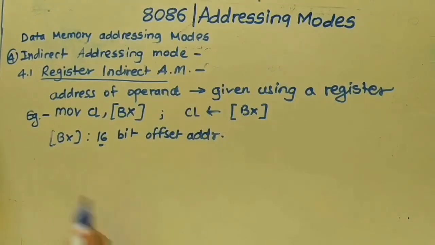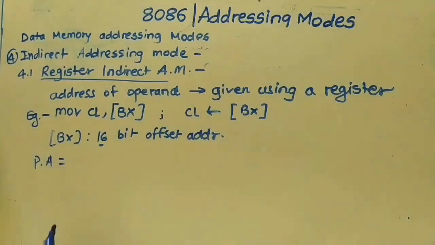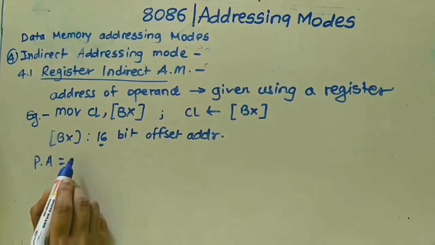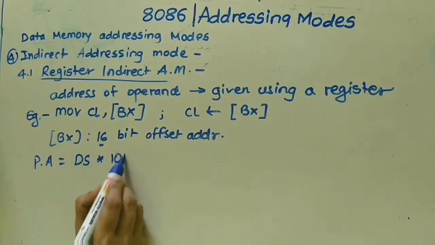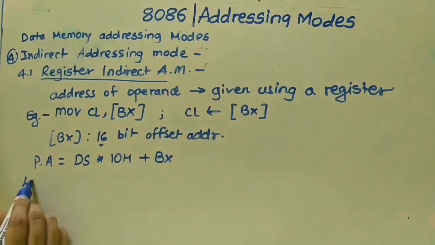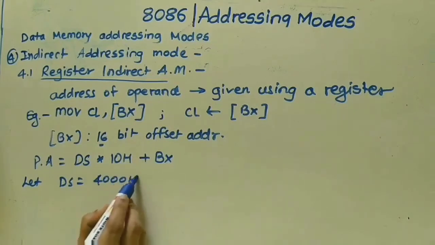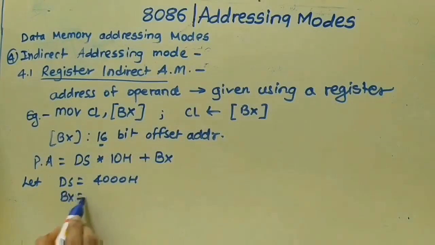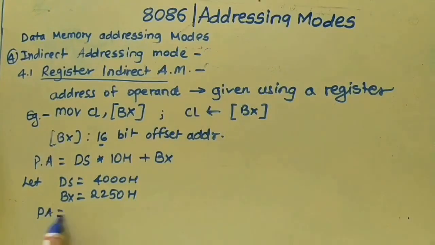Similarly, let's consider the physical address. How is the physical address calculated? So the physical address of the operand is calculated as DS into 10H plus BX. Let DS be 4000H and BX be 2250H. What will happen?